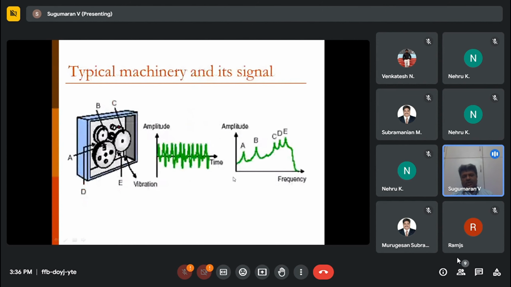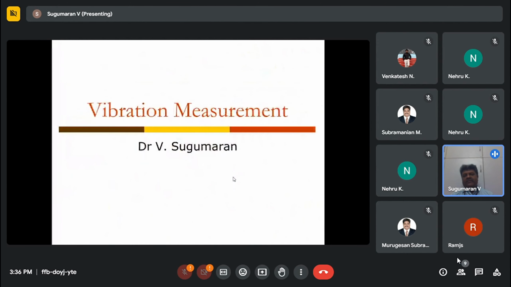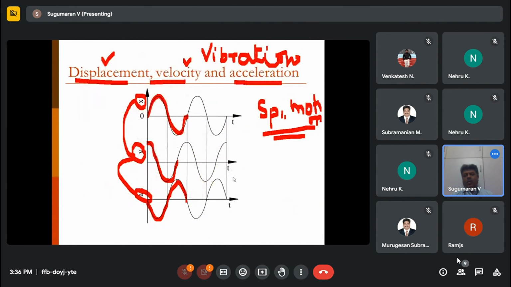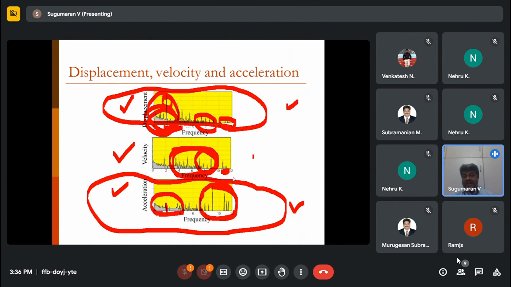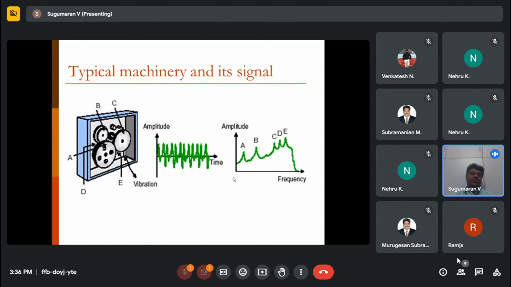Right. So far we just gave an overview of what vibration is and what to measure. There are three phases of vibration: displacement, velocity, acceleration. When to choose vibration displacement, when to choose vibration velocity, when to use vibration acceleration, and how to use the vibration signal for fault diagnosis using FFT in the frequency domain. I told it in brief. Any questions so far?